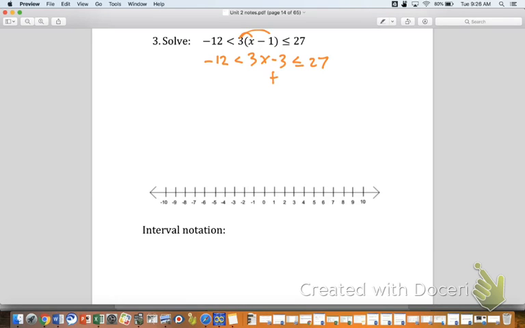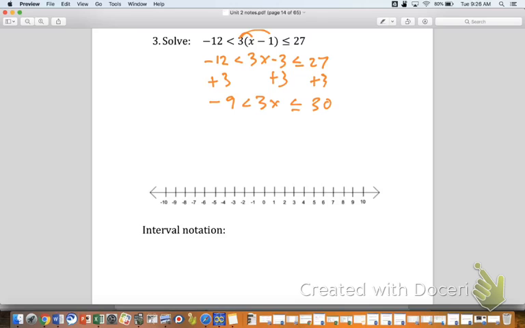So here's the thing. If I add 3 to one side of the equation, I've got to add it to the other side. But aren't there like two other sides? I got to add it to both other sides. So I'm going to add 3 to this and this as well. Because it's two different statements, you've got to add the 3 to all three parts, not just one on each side. There's actually 3 sides to this. That's going to give me negative 9 is less than 3x, which is less than or equal to 30.